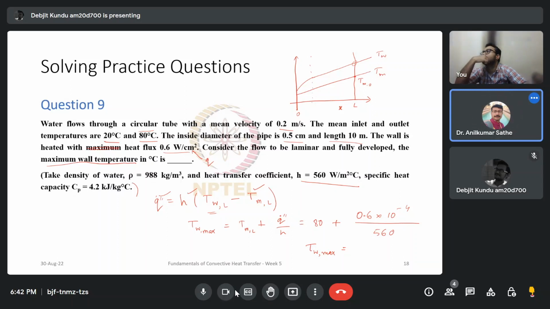It is around 80 only. Okay, but one thing here: it's not 0.6 into 10 raised to minus 4, it's 10 raised to plus 4, in watt per centimeter square. Yes. So this would be 6,000 by 560. It would be roughly 10.71, so T wall max is roughly 90.71, or you can write this as 91 degrees Celsius. This is the correct answer.